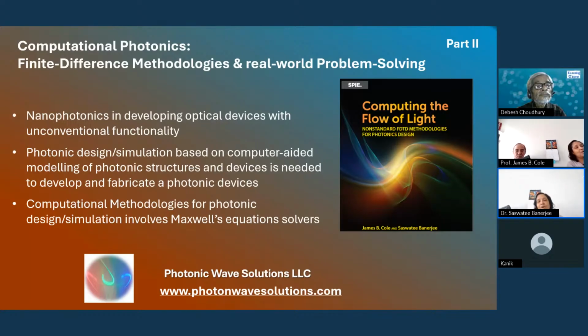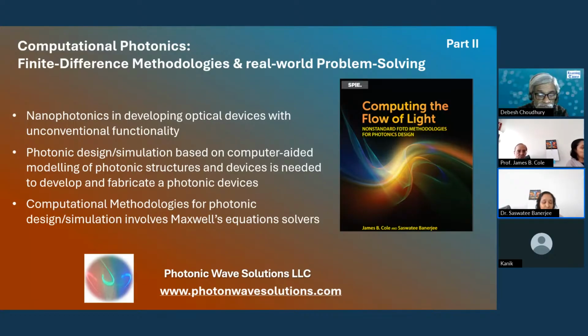And my duty here is to talk about the real world problem solving that I saw in my career. And I learned something a little bit. I see things slightly differently. So I will try to explain that to you, at least a little flavor of that. Some of the things I noticed is that you do need nanophotonics, and there is a tendency to use nanophotonics in optical devices. I dealt with some optical devices that use nanophotonics for unconventional functionality or even conventional functionality.